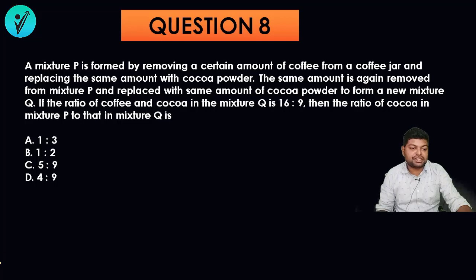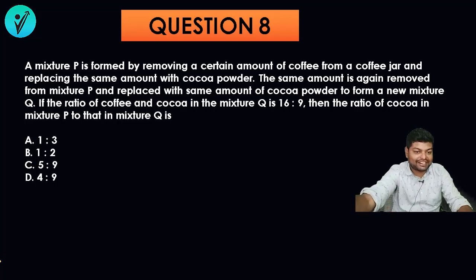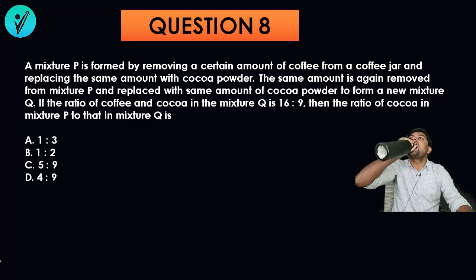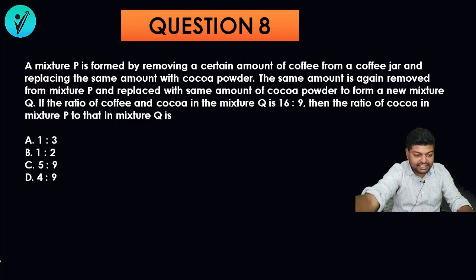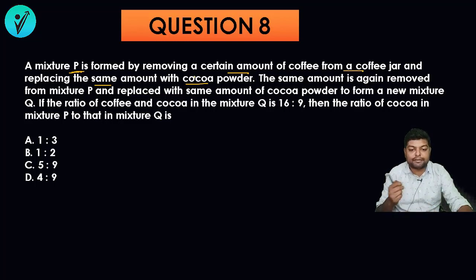Next we have is question number 8. Finally, a question from arithmetic, right? A sigh of relief for everyone. Okay, so a mixture P is formed by removing a certain amount of coffee from a coffee jar and replacing the same amount with cocoa powder. The same amount is again removed from the mixture P and replaced with same amount of cocoa powder to form a new mixture Q. If the ratio of coffee and cocoa in the mixture Q is 16:9, then the ratio of cocoa in the mixture P to that of mixture Q.